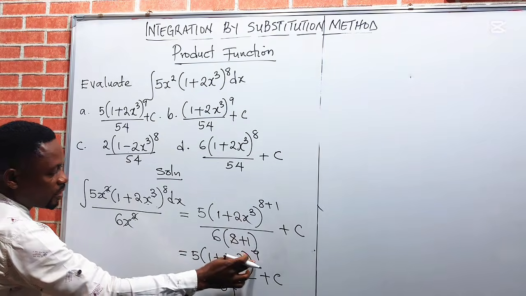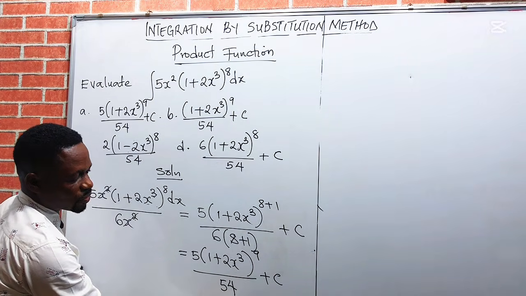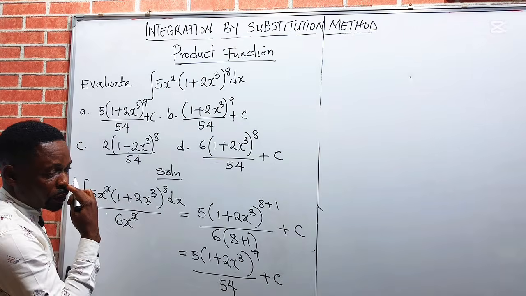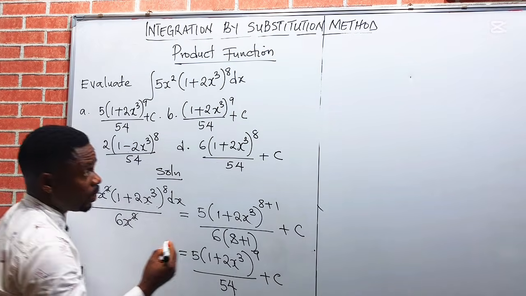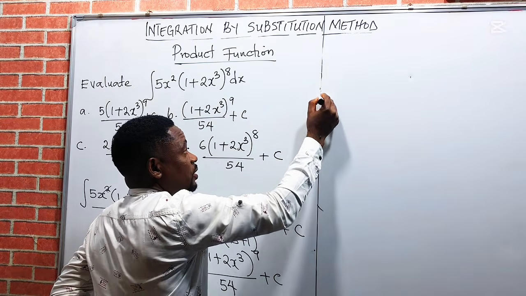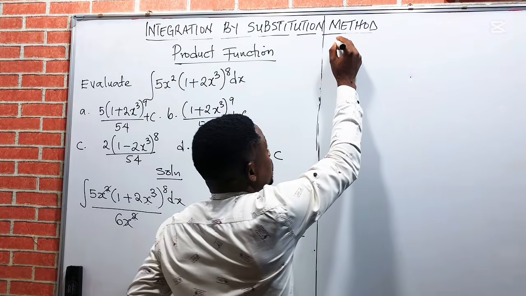The power is 9. And the denominator is 54. So this is called the shortcut. That is the easiest way of solving this kind of question, which is by the product function. Now, for clarity, let us use the integration by substitution method to solve it.